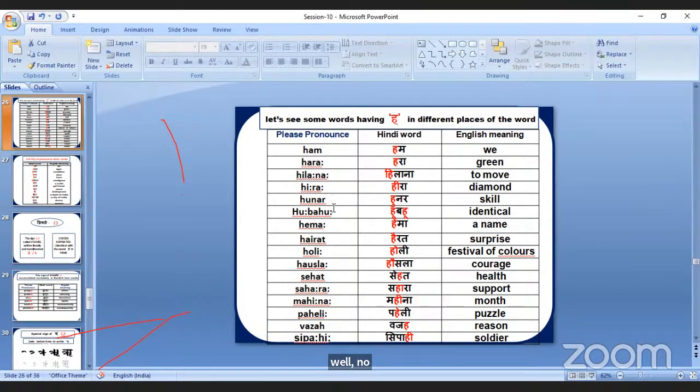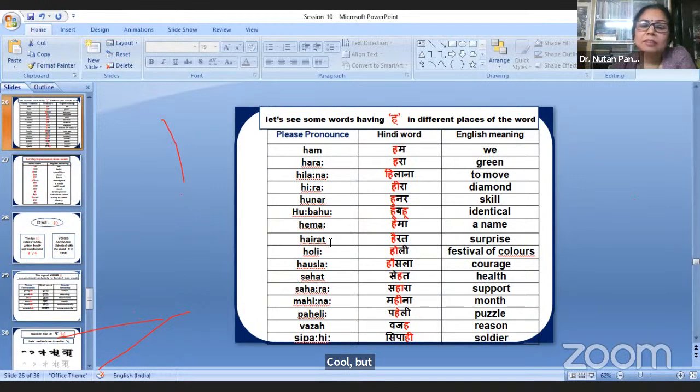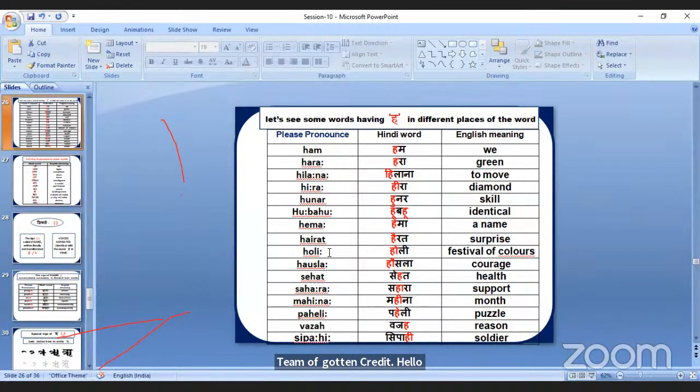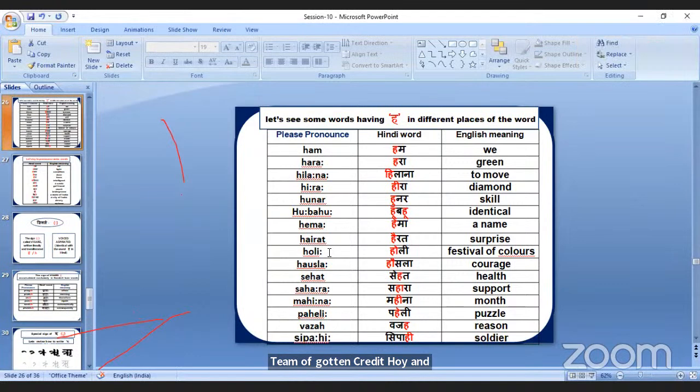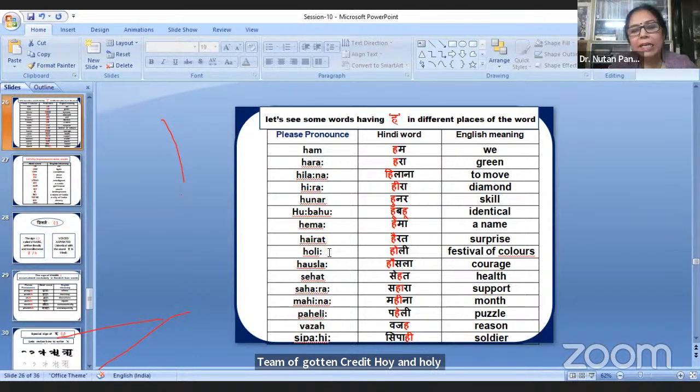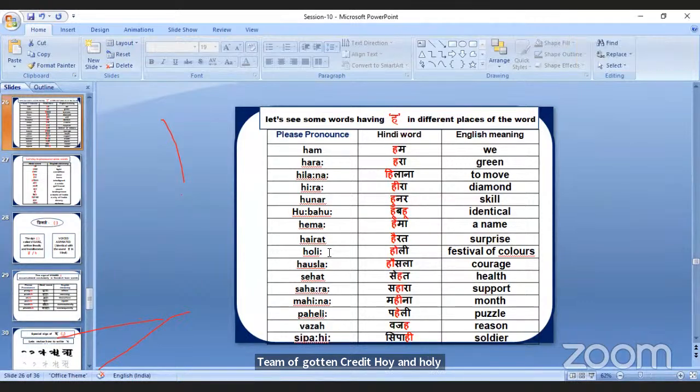Honor. Hubahu. Good. Hema. Name of a girl. Hairat. Holi. Holi, the colors festival. Hosla. Hosla. Sehat. Sehat.